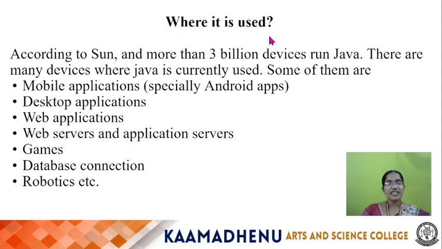And where is it used? According to Sun Microsystems, more than 3 billion devices run Java in the real world. There are many devices where Java is currently used. Some of them are here: mobile applications, especially Android apps, desktop applications, web servers, application servers, games, robotics, database connection, and so on. So here Java is used.